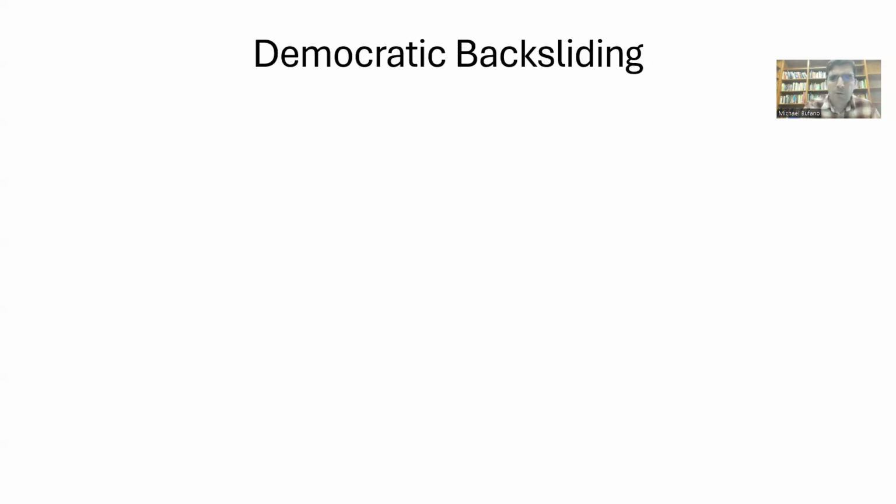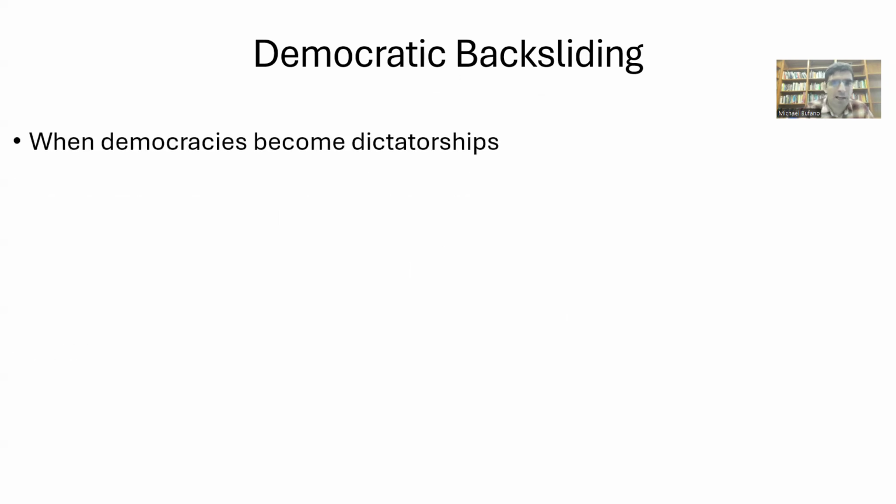So first, we're going to have to define this concept. What is democratic backsliding? Well, it's when democracies become dictatorships. We've defined these concepts in previous lectures. A democracy has free and fair competitive elections to determine who rules the government, who rules the legislative and executive branches. There are tons of different types of democracies out there, parliamentary and presidential.